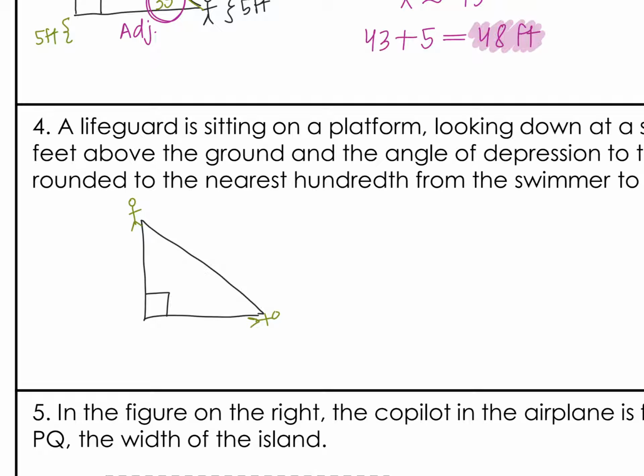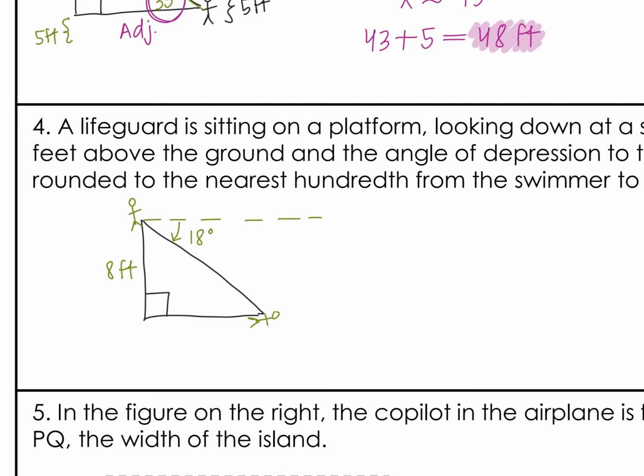And they are telling us that if the lifeguard's line of sight is 8 feet above the ground, okay, so we're going to have 8 feet here for the height, and the angle of depression to the swimmer is going to be 18 degrees. So remember, when you're starting at that high point, you got to first look straight across and then downward from that to get that 18 degrees.